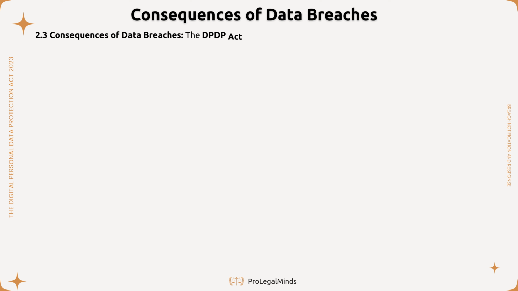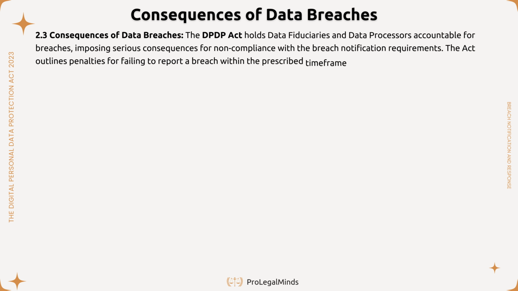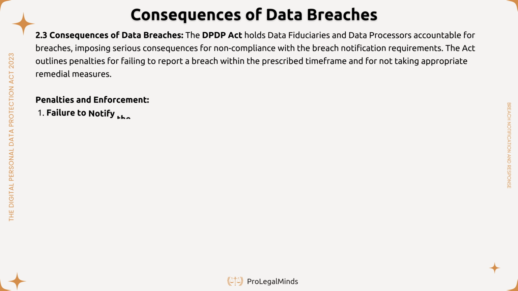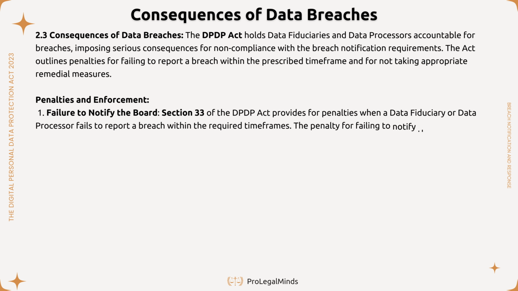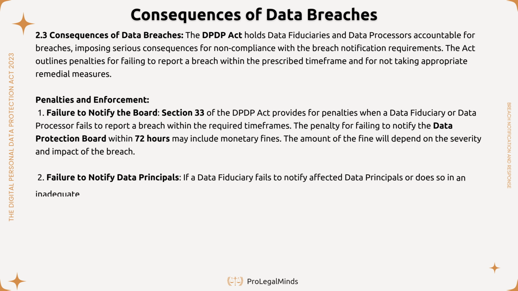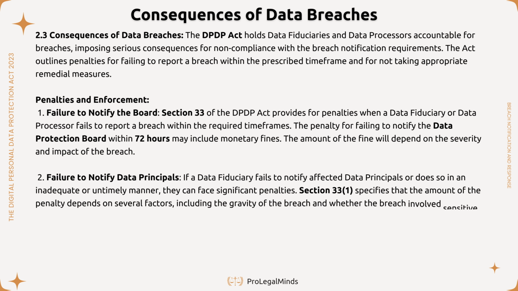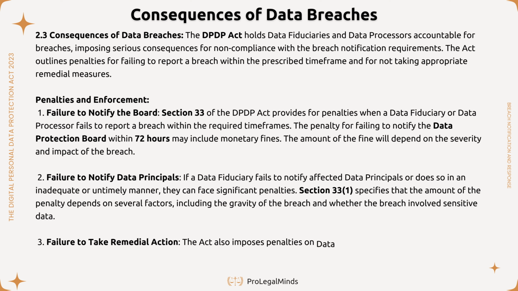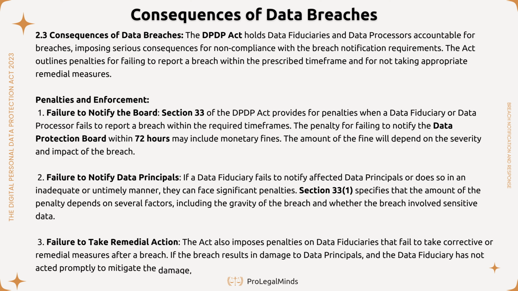Consequences of data breaches. The DPDP Act holds data fiduciaries and data processors accountable for breaches, imposing serious penalties for non-compliance with breach notification requirements. This serves as both a deterrent and a mechanism to ensure timely corrective actions. Penalties and enforcement. 1. Failure to notify the Data Protection Board. Section 33 of the DPDP Act outlines the penalties for failing to notify the Data Protection Board within the 72-hour timeframe. The penalty will vary depending on the severity and impact of the breach, including monetary fines.